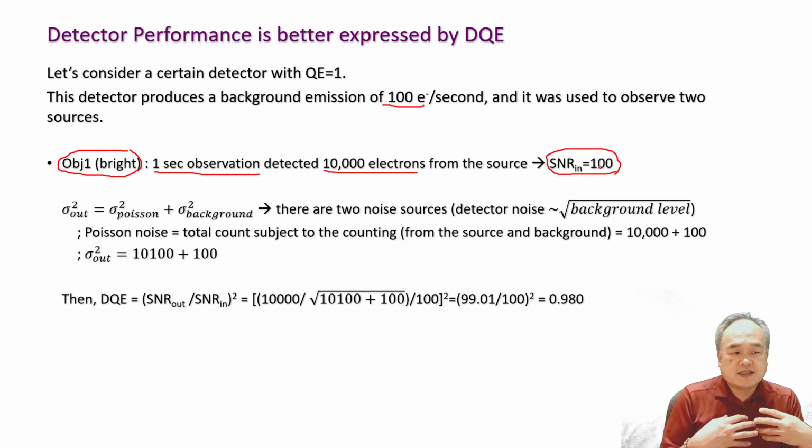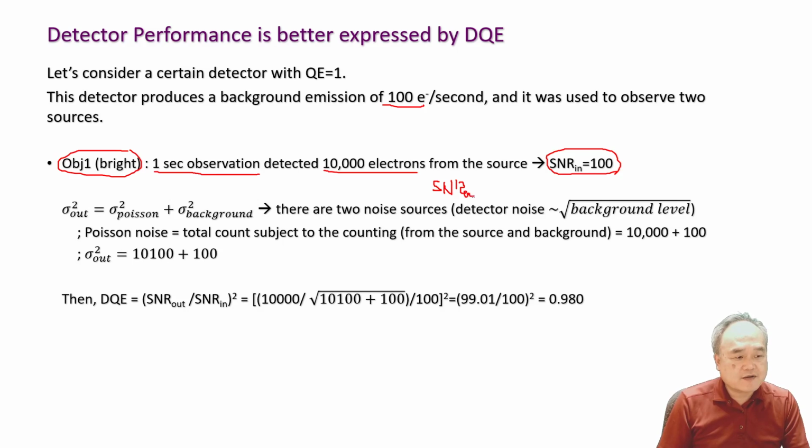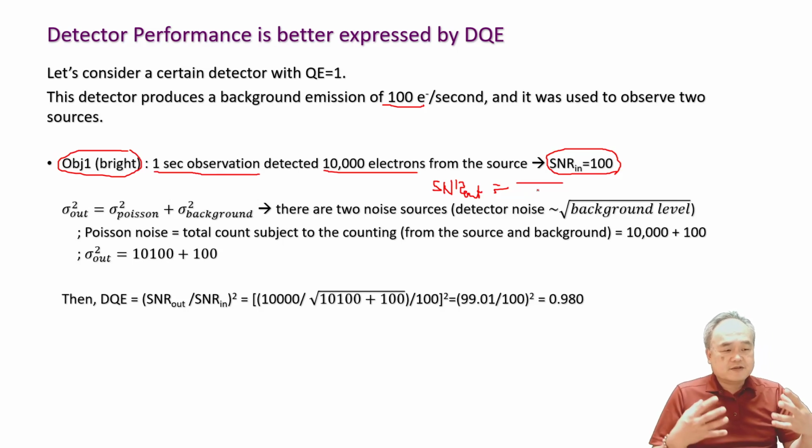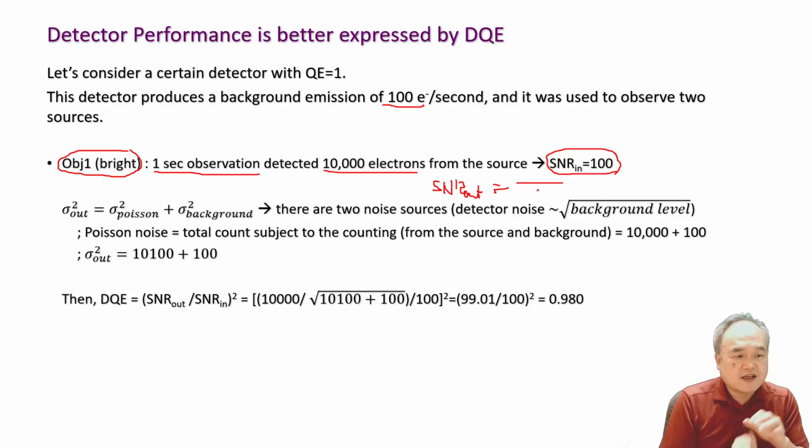Now we want to actually calculate the signal to noise ratio out. The signal to noise ratio of out is the detected signal, which is 10,000, divided by noise. In this case, the perfect detector should have only the Poissonian noise, but now we actually have background noise as well.